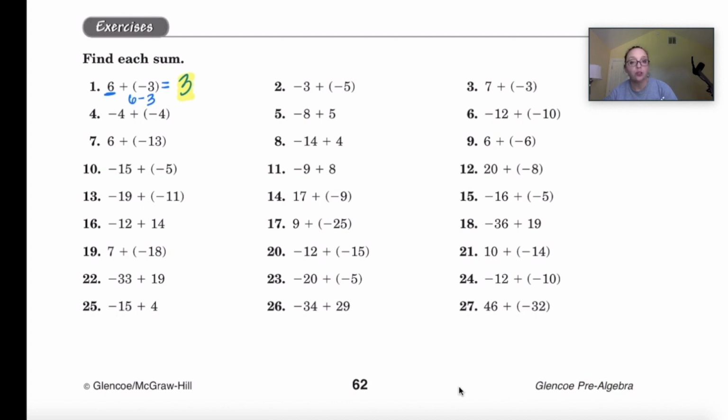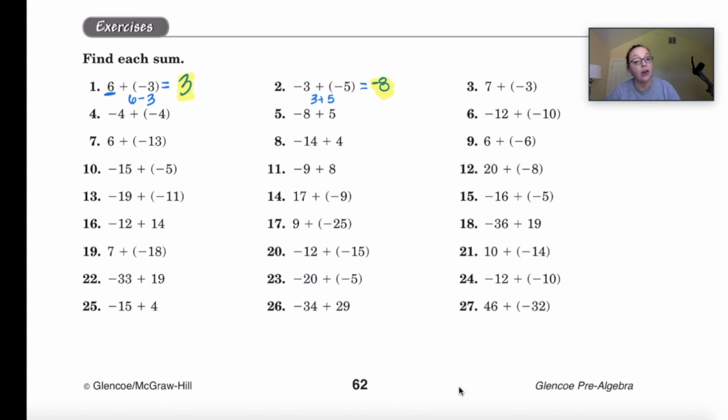Look at number 2. We've got -3 plus -5. This time the integers have the same sign. So I'm going to find what is 3 plus 5. Well, 3 plus 5 is 8. Since they have the same sign and they're both negative, that's going to be -8. So there's your answer, -8.